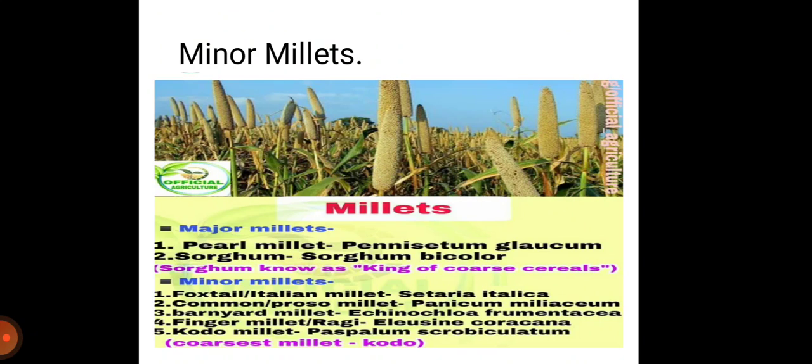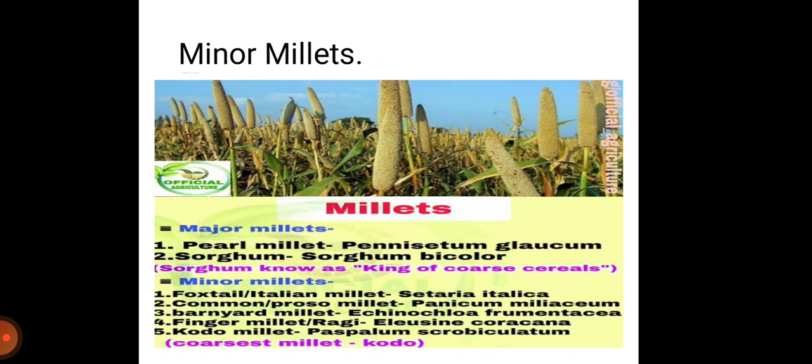Pearl millet, which we call bajra, Pennisetum glaucum or Pennisetum purpureum. These are some. Then Sorghum bicolor, one of the important major millets. Sorghum is known as the king of the cereal crops. Then the minor millets: the foxtail or Italian millet, Setaria italica.